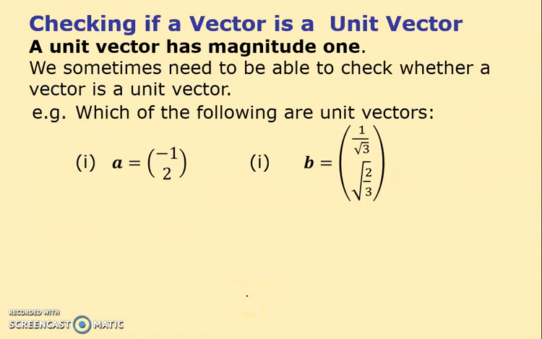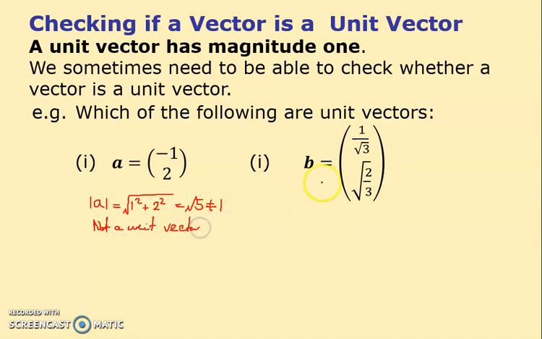Checking if a vector is a unit vector. A unit vector has to, of course, have a magnitude of 1. So let's just find the magnitude of this. Magnitude of this is, well, do 1 squared plus 2 squared, ignoring the negatives. And that gives me, if I do it, root 5. Now root 5 is not equal to 1, so this is not a unit vector. It has to be equal to 1.